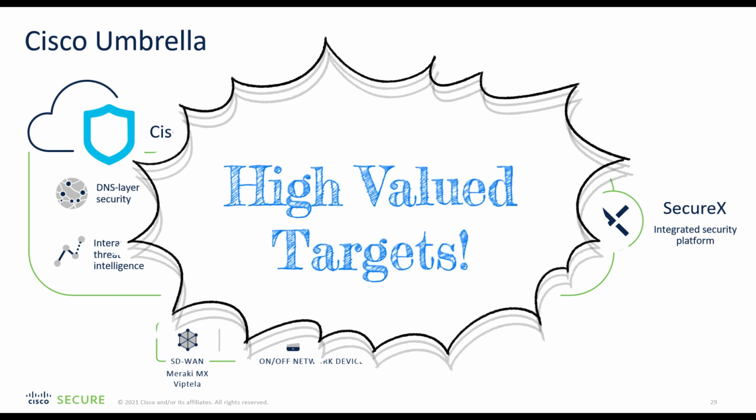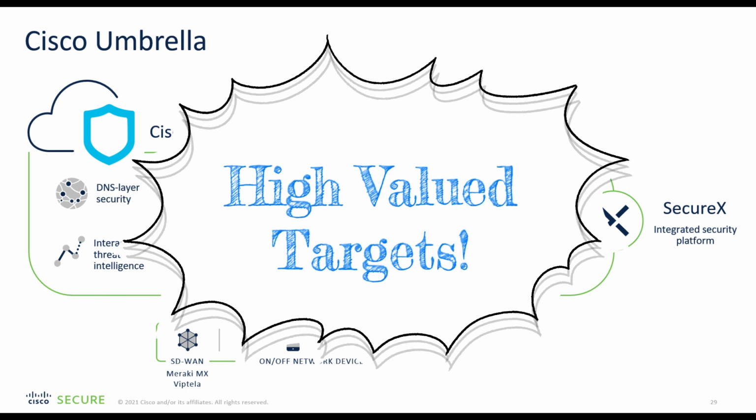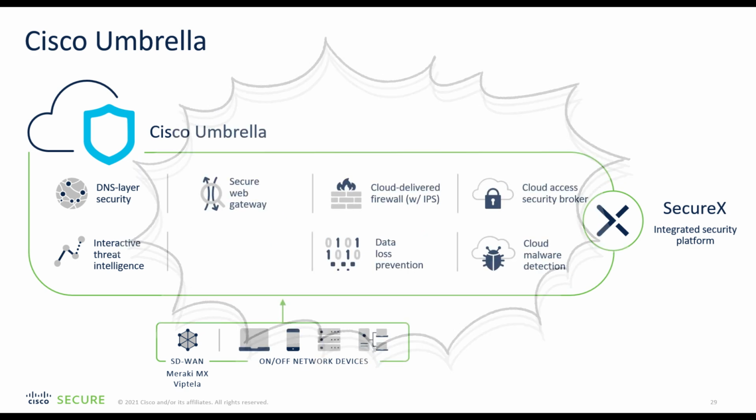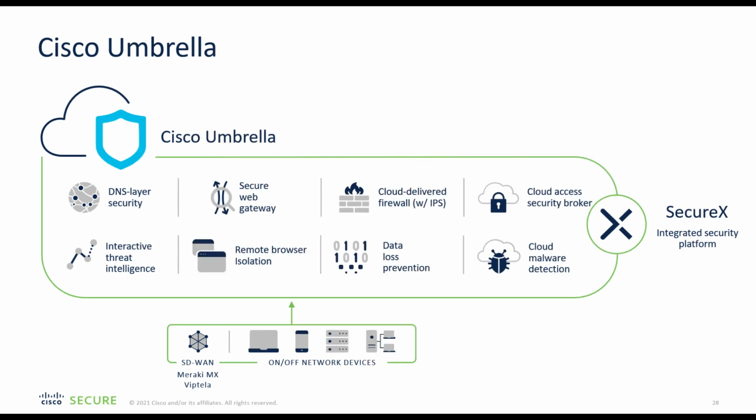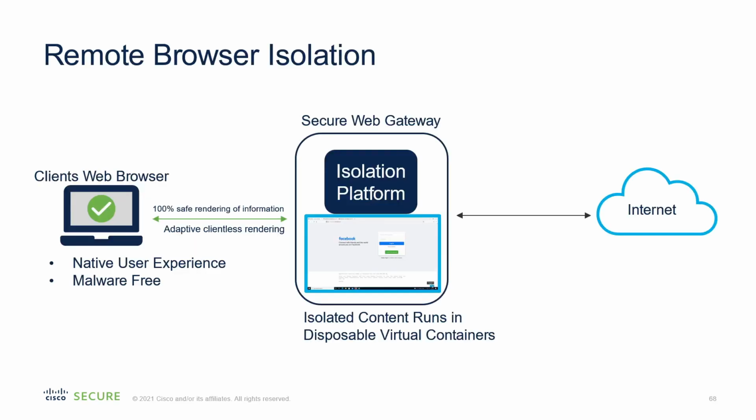But what about those high-value targeted individuals? C-suite, IT, finance, anybody that's lucrative that I can compromise, we probably want to add another layer of protection here. And so how can we do that? Well, we can do what's called remote browser isolation.